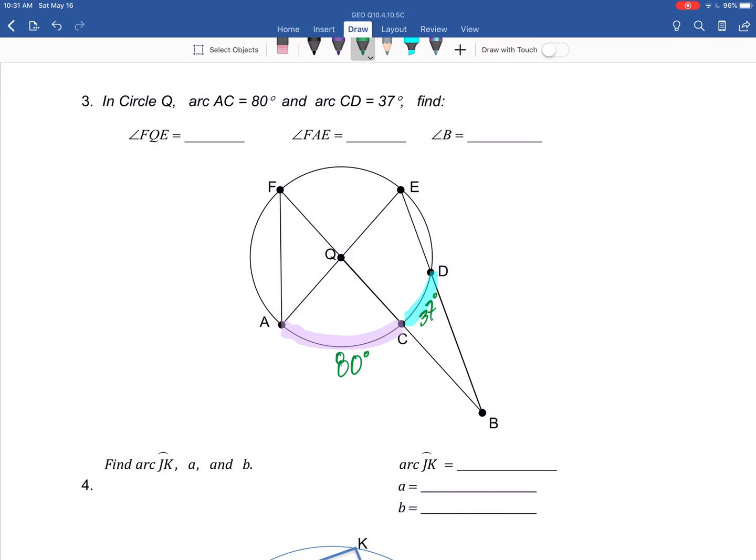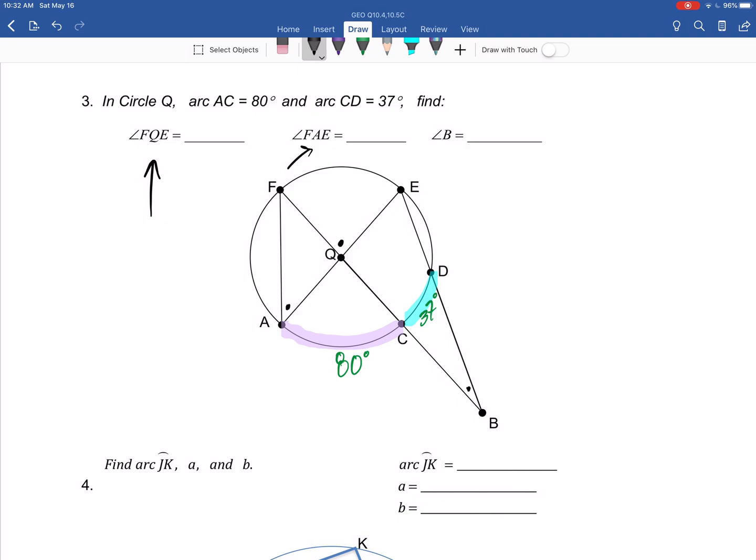Nice. Okay. Now, we want to find 3 things. We want to find angle FQE. Let's go find the angle FQE. That's that angle right there. Okay. We want to find angle FAE. That's that angle right there. Then we want to find angle B. That's outside the circle over here.